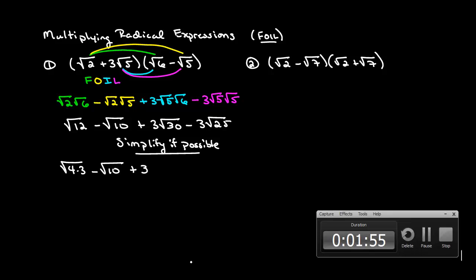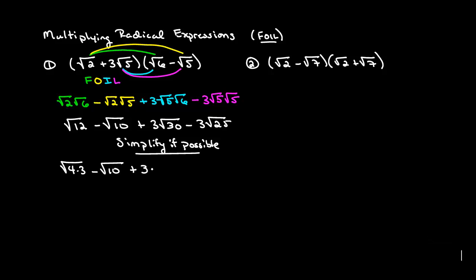Okay, so let's go ahead and take a second to think about it. Now, it doesn't look like there's anything in 30 that's going to break down, so we'll put that there. And then of course square root of 25, that's just 5. So we get to put that guy right there. And square root of 4 times 3 is going to give us 2 root 3 minus the square root of 10 plus 3 square roots of 30 minus 15.